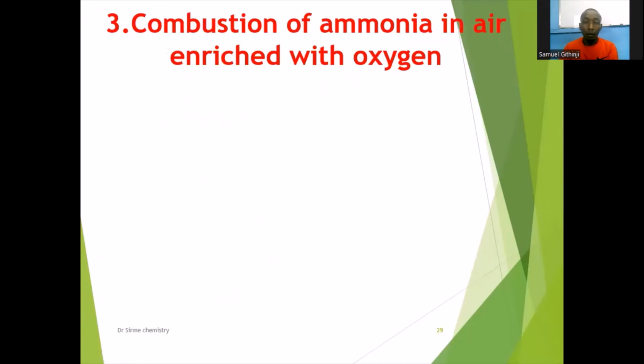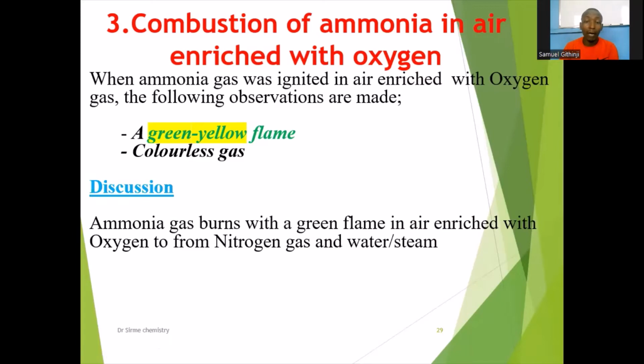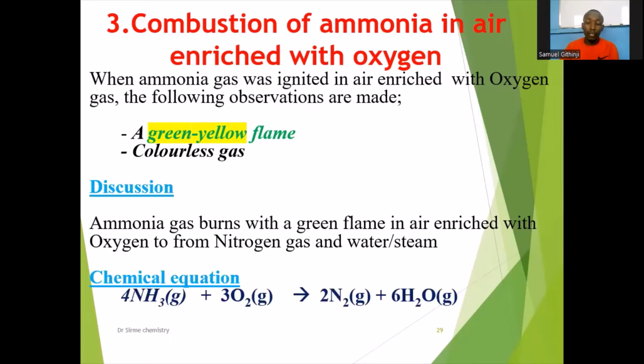Moving on, combustion of ammonia in air that is enriched with oxygen. Remember, we said ammonia is almost incombustible, but you can have it burning in presence of too much oxygen, that is air enriched with a lot of oxygen. For example, it can ignite in presence of too much oxygen. A yellow-green flame will be produced and a colorless gas. The discussion for that: ammonia will burn with a yellow-green flame in air that is enriched in oxygen. Nitrogen gas and steam are formed. The equation is as it is there.